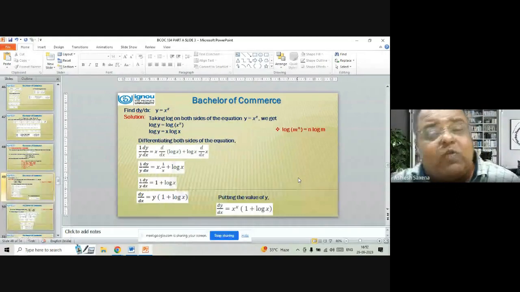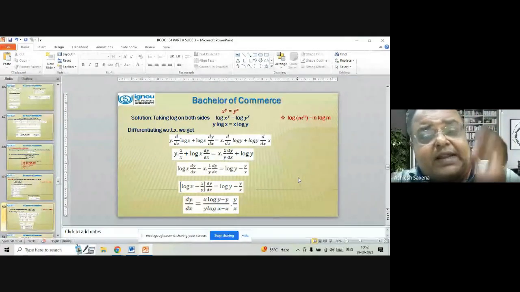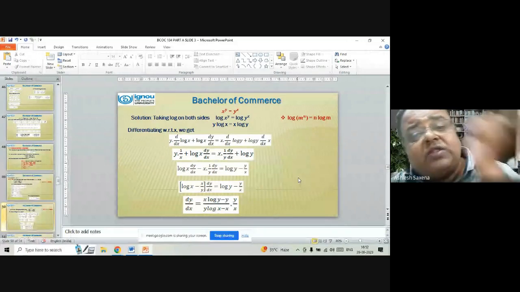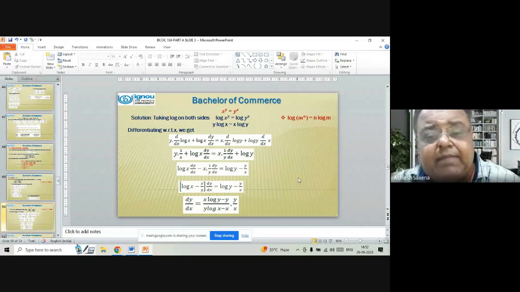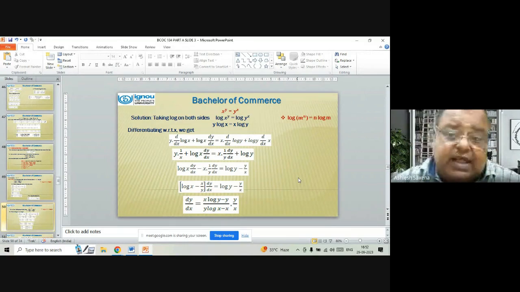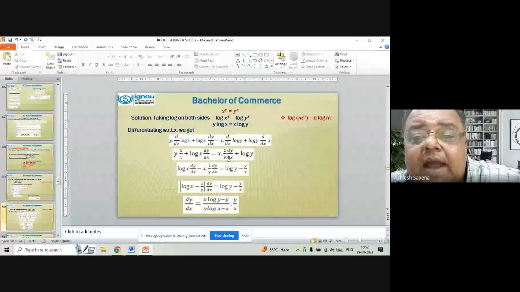See, x raised to the power y is equal to y raised to the power x. Again, in the power form, on the left hand side it is y and on the right hand side it is x. These are not numbers, so straight away I will apply log on both sides. That means log x raised to the power y is equal to log y raised to the power x. By the property, I bring y in front of log x and x in front of log y. This will be y log x is equal to x log y.